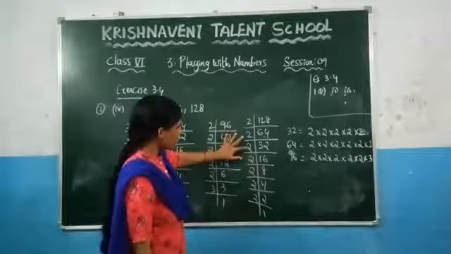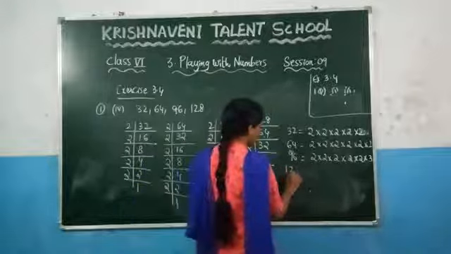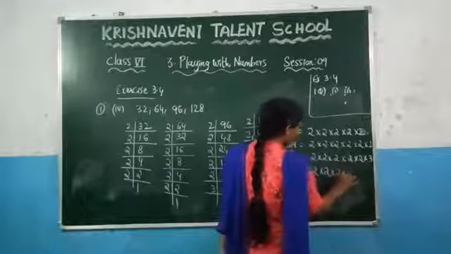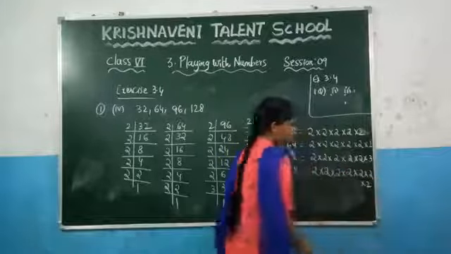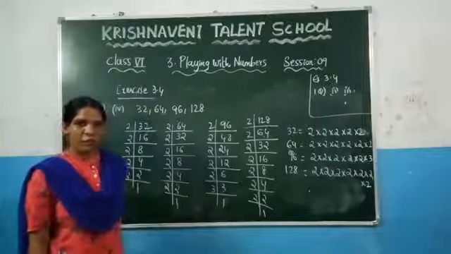Count it. 1, 2, 3, 4, 5, 6, 7. Seven times you need to write 2 here for 128. So write it as 2 into 2 into 2 into 2 into 2 into 2 into 2. Now we have written all these numbers as a product of prime numbers.